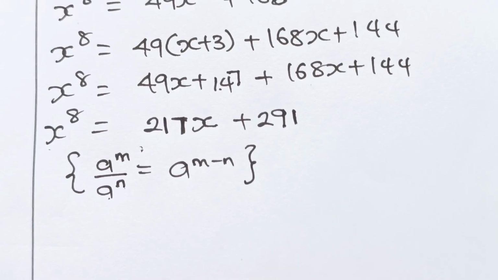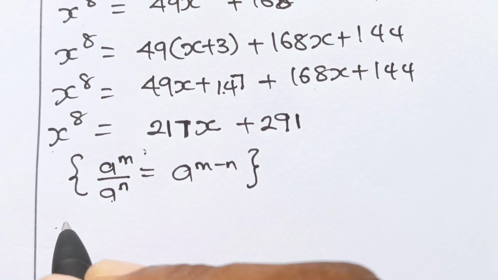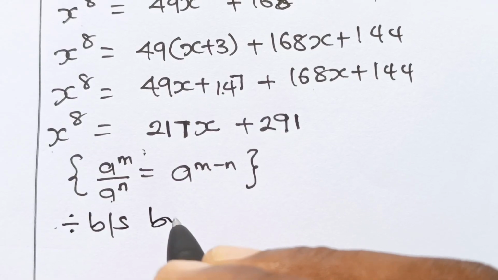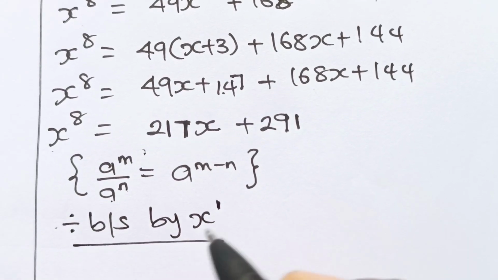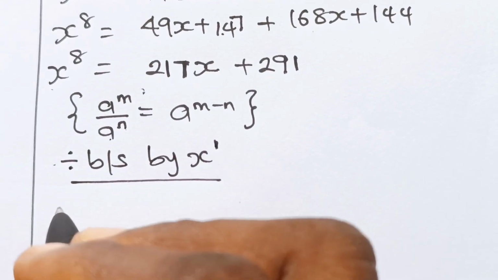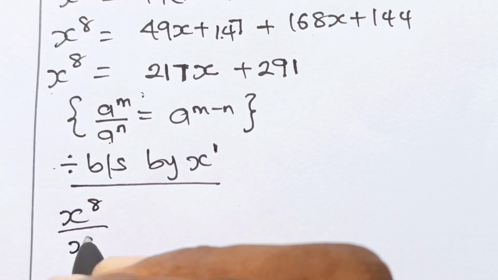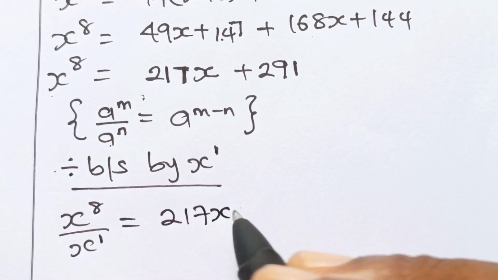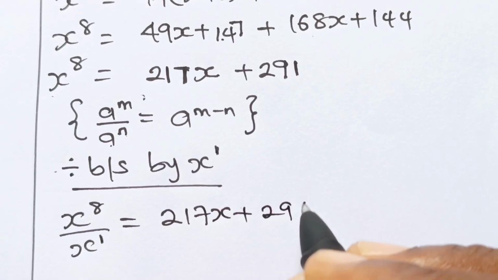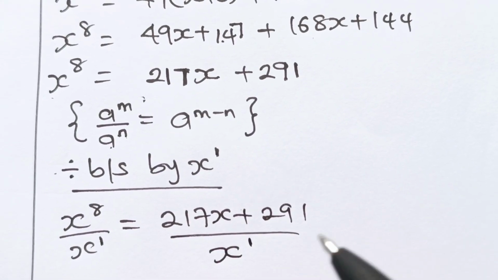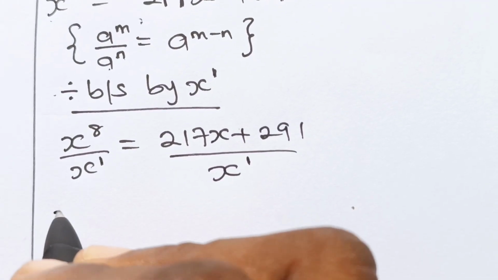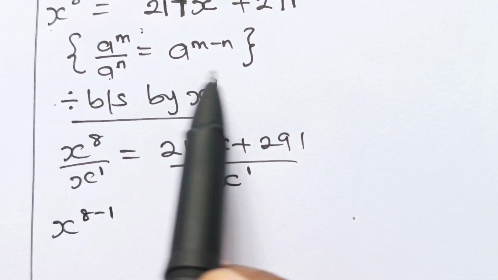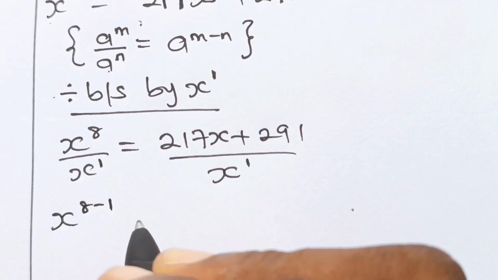So we are going to divide both sides, because we can't do that on one side. So divide both sides by x to the power of 1. So we have x to the power of 8 over x to the power of 1 is equal to 217x plus 291 over x to the power of 1. So this will give us x to the power of 8 minus 1 using this particular theorem.